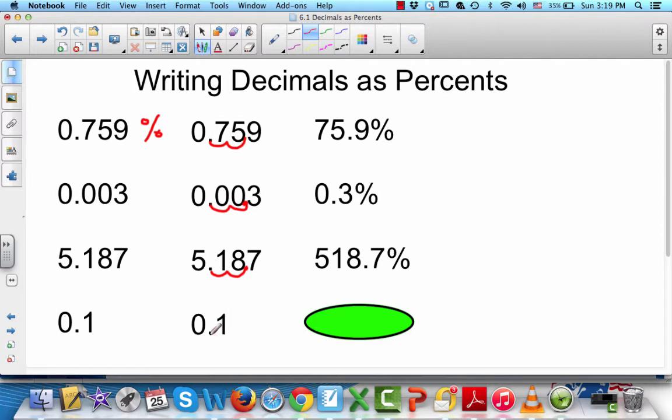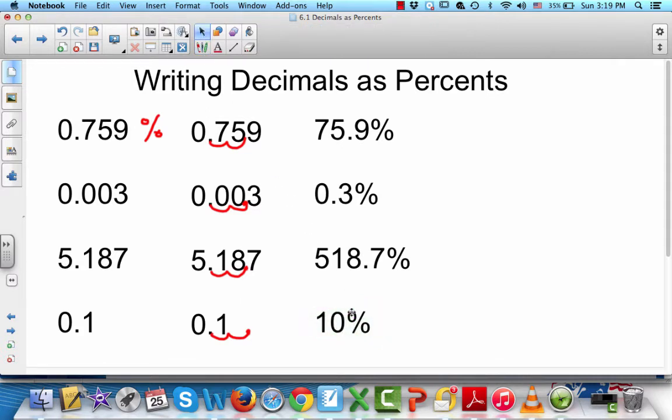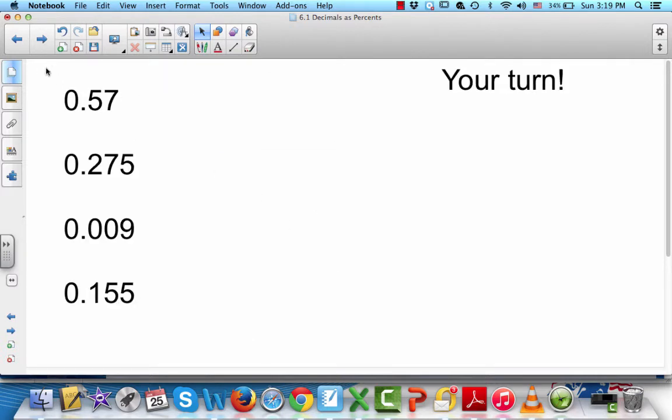And finally, our last one down here, we've got 0.1. We're going to move the decimal place 1, 2 places to the right. That's our new decimal place. And so what do we have to do? We have to fill in that blank spot with a 0. So our answer is going to be 10%. All right, now, your turn. You try these and pause the video and then get back with me.